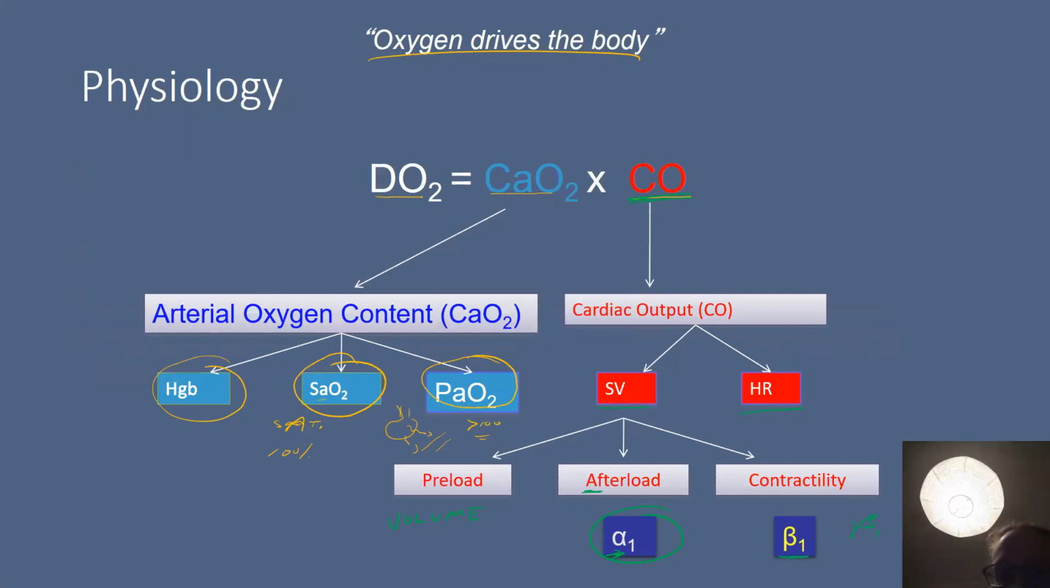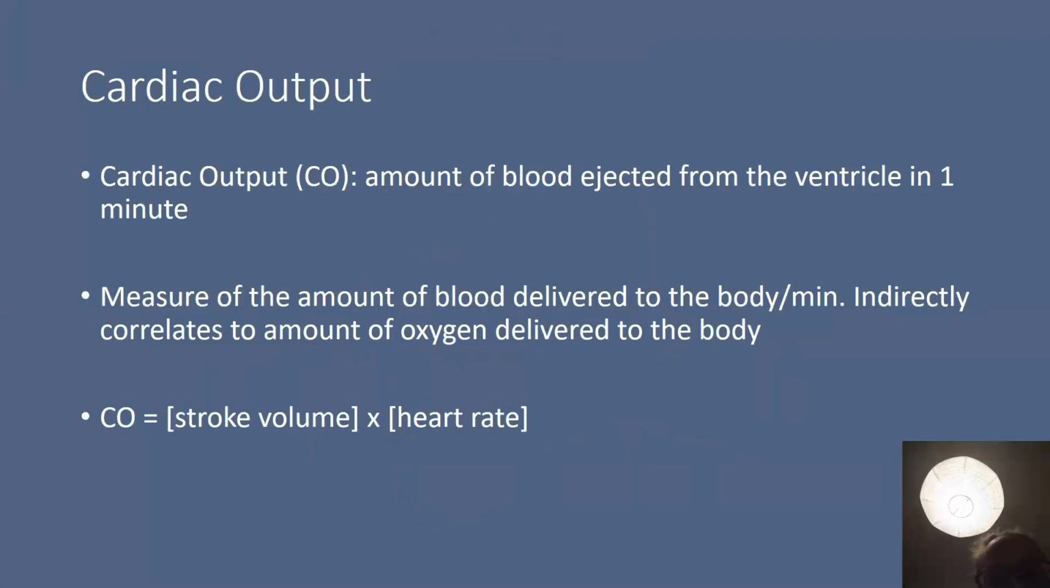Remember, beta-1 equals beta heart. So, beta-1 receptors. So what is cardiac output? It's the amount of blood ejected from the ventricle in 1 minute, and it measures the amount of blood delivered to the body per minute. Indirectly, we believe that that correlates to the amount of oxygen delivered to the body. And we again have our representation, cardiac output equals stroke volume times heart rate.